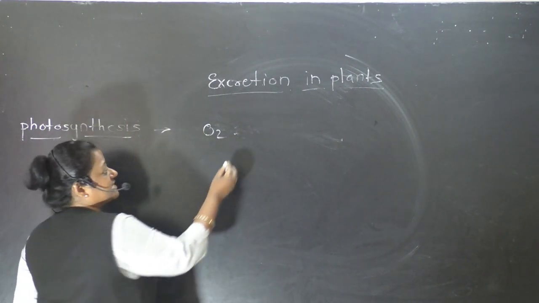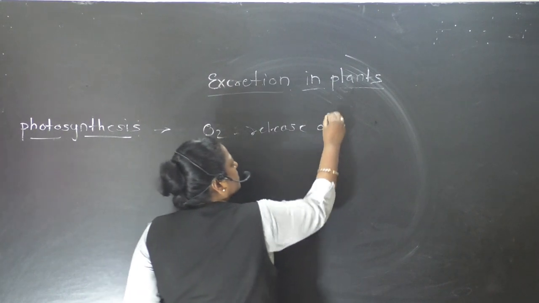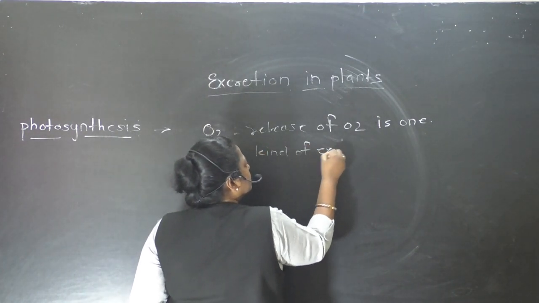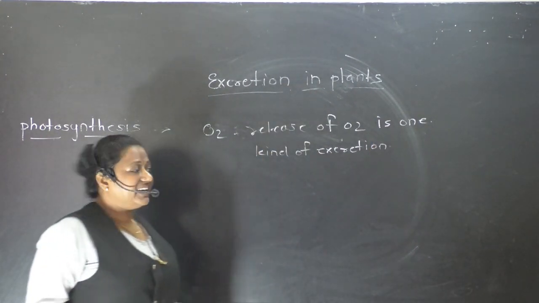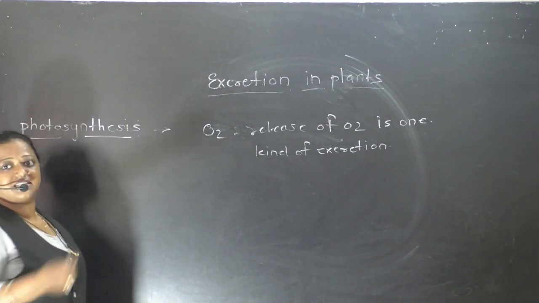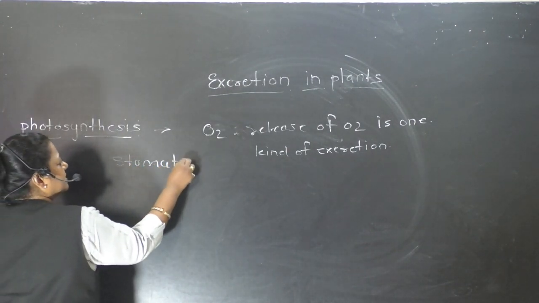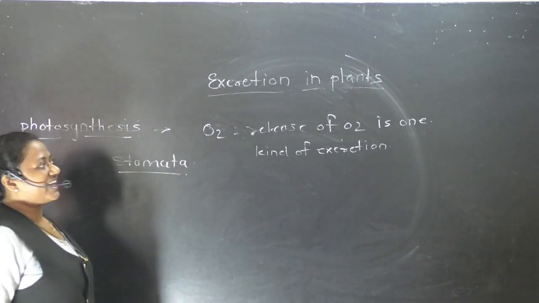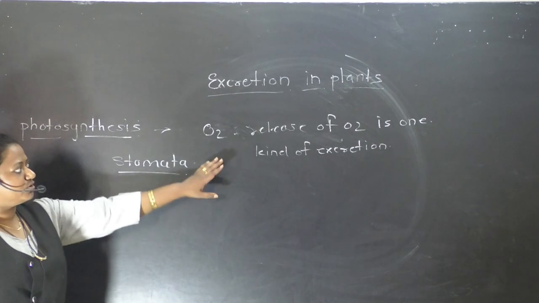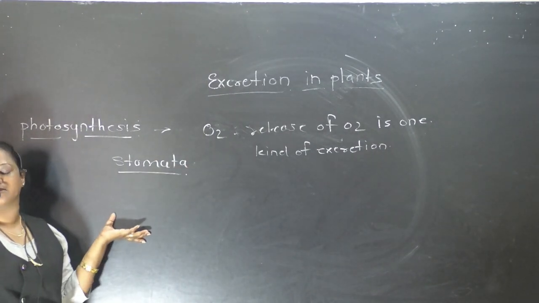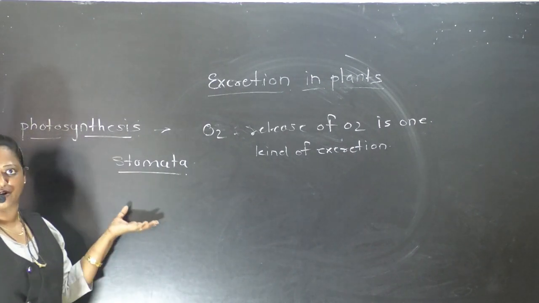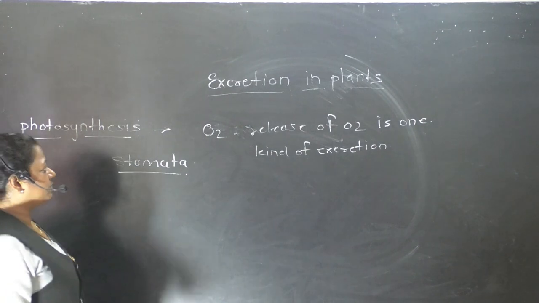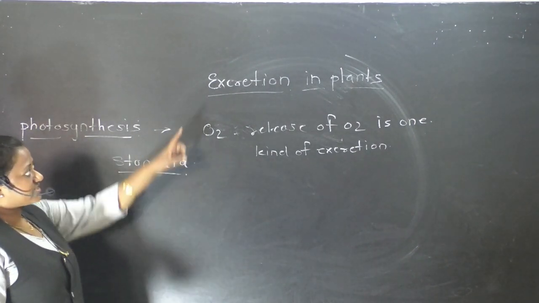So release of oxygen is one kind of excretion. And this release of oxygen takes place through the stomata. So stomata is the main excretory organ in plants. Understood, students? Stomata is responsible for the excretion of plants because it gives out oxygen, and that oxygen is obviously getting used by us. So their excretory product is used by us. So you know how plants play an important role in our ecosystem. So stomata gives out oxygen, which is actually excretion in plants.